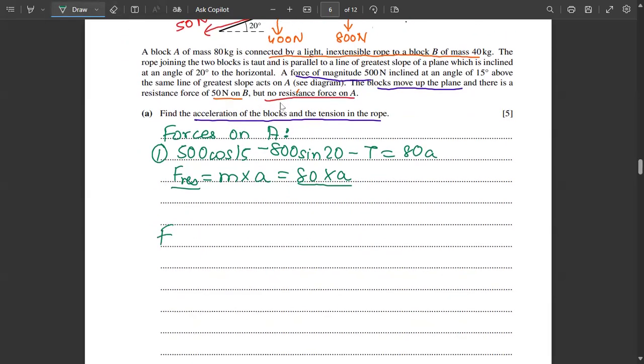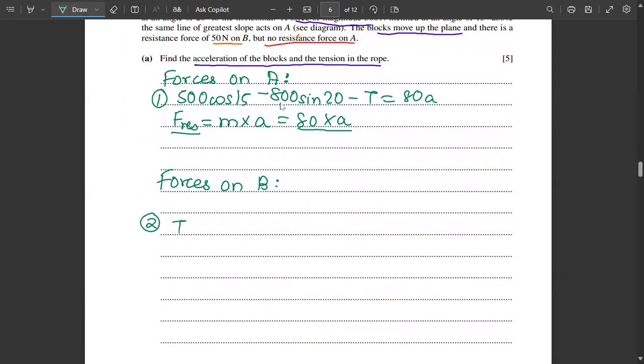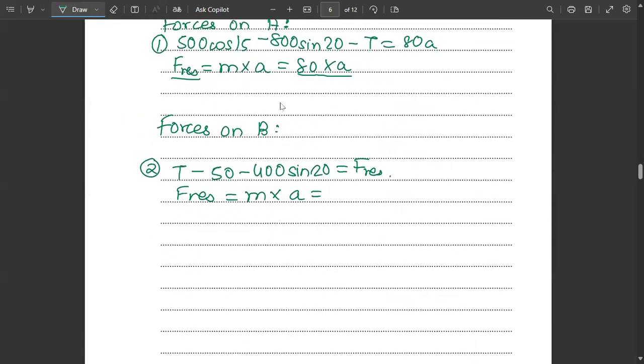Now let me write down the forces on B. This T Newton, 400 sine 20 and the 50 Newton. These three are the forces on B. And the T Newton is upwards, so T will be considered positive. So T minus 50 minus 400 sine 20 is equal to the resultant force. Again, the resultant force is equal to mass into acceleration. Sorry, the mass of B is 40 kg. Since I have found the resultant force, I can write 40A. And this is my second equation.